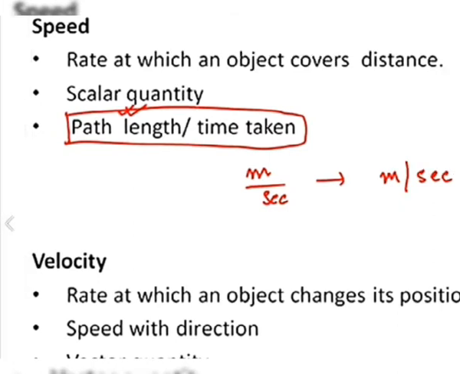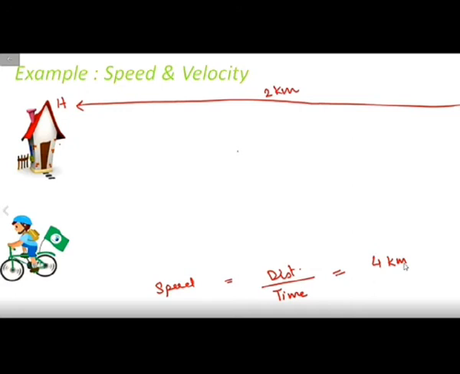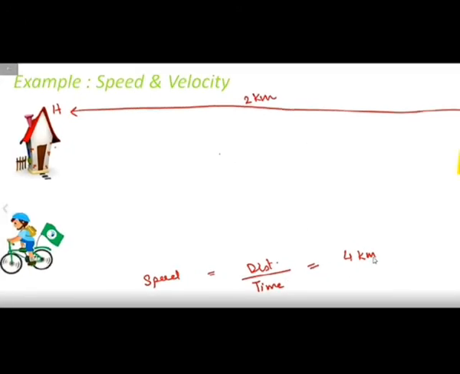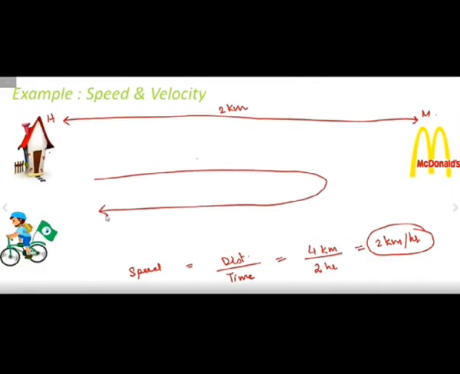Now let's take an example to understand speed and velocity clearly. Let's take the same example of a small boy. Say the boy is at home, at rest. Let's suppose the distance between his home and McDonald's is 2 kilometers. Now this boy starts cycling from home, reaches McDonald's, takes a U-turn, and comes back to his house.